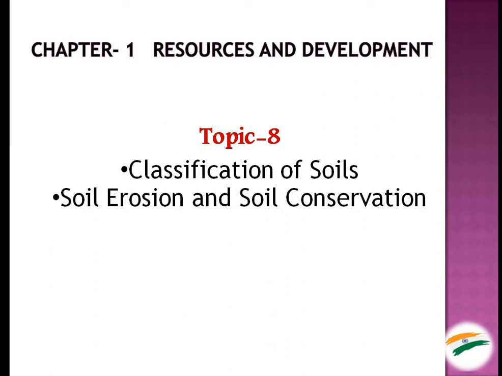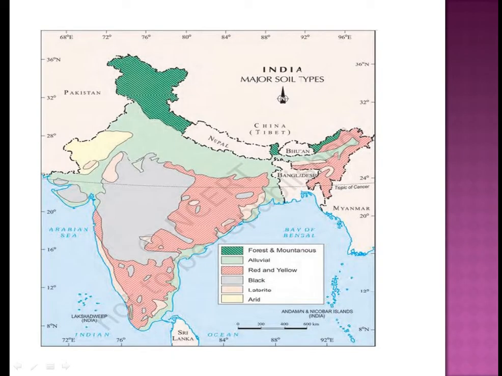Now in this topic, classification of soil, we are going to discuss the 6 major types of soil. I request you, please take out your notebook to copy down the important points from this presentation. First, alluvial soil. In our previous classes also, we have studied about alluvial soil. That means in class 9th also, we had seen the classification of soil.